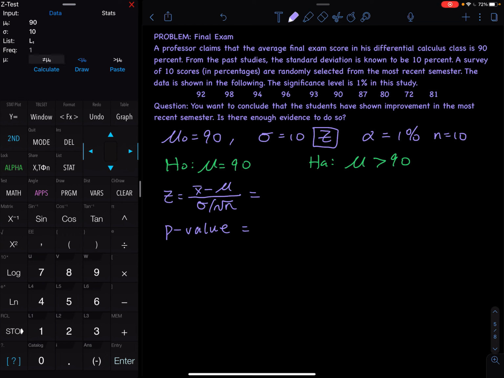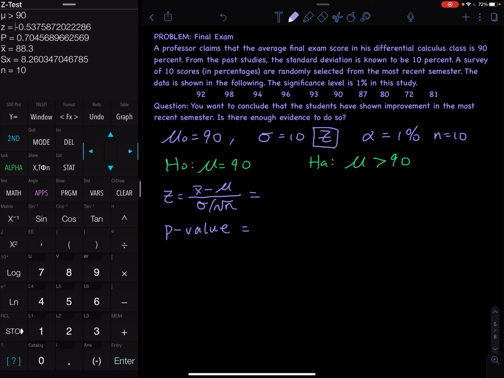And then my Ha is greater than. So this sign is very important. Greater than. That sign is for Ha. The calculator needs to know that because the sign determines the p-value: left side, right side, or two sides. And then once everything is ready, you can calculate. So you calculate, and you can see that they gave you the x bar of 88.3.